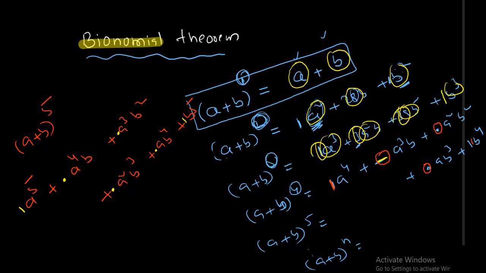Actually, they are called binomial coefficients. This 1, 3, 3, 1 are called binomial coefficients. 1, 2, 1 are called binomial coefficients. 1 is called a binomial coefficient. What are the binomial coefficients? Here I can't say, so with the help of the binomial theorem, I can write.